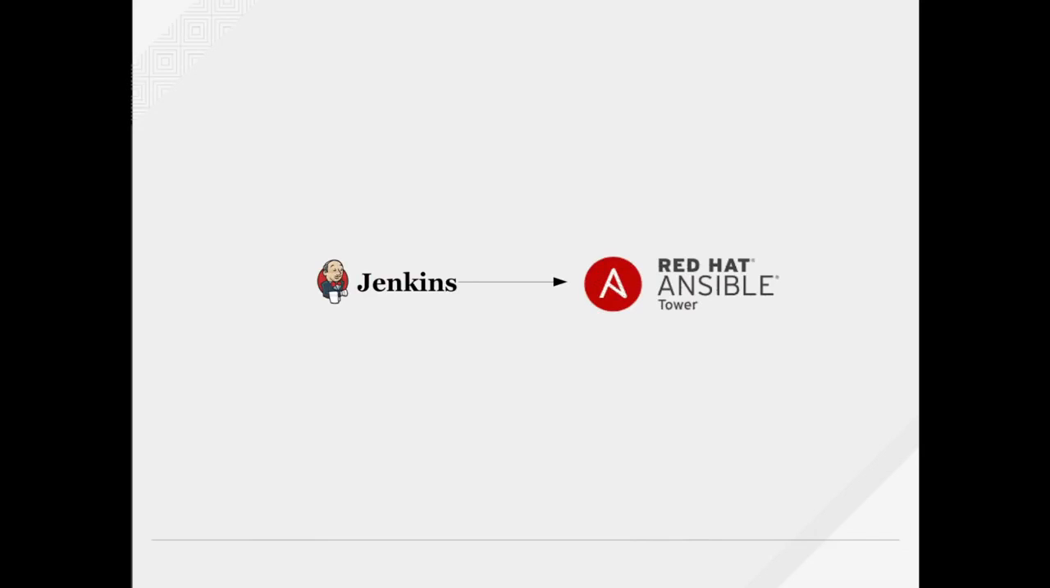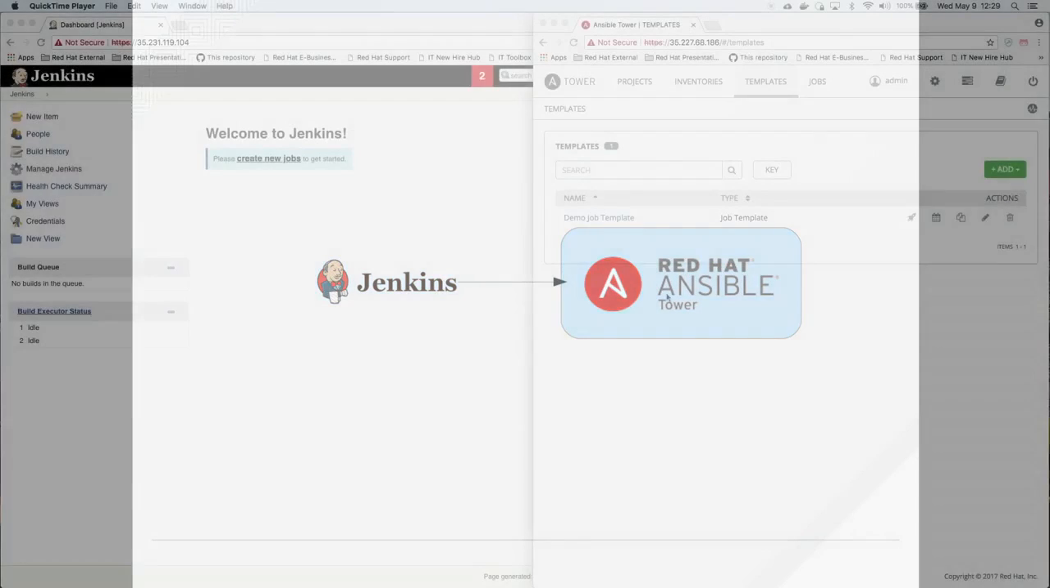seconds to Ansible Tower in under 5 minutes. In this example, I will be using a freshly installed Jenkins 2 instance and an Ansible Tower 3.2.4 instance, which I have pre-built in Google Cloud.